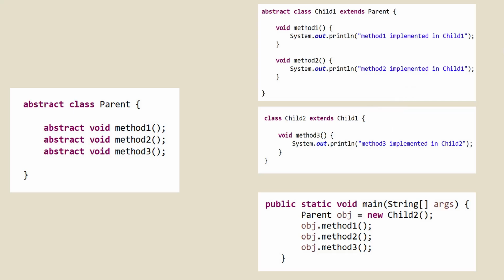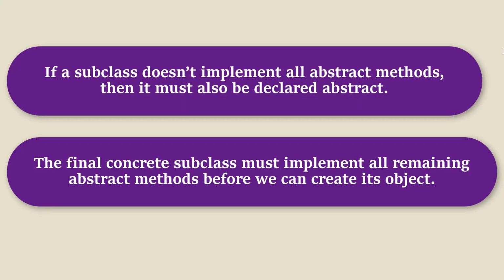In the runner class, I can directly write parent obj equals new child2. Here we are using the polymorphism concept in Java. I am creating the object of the child2 class and using the reference of the parent. Using the same object reference obj, I will be able to call method 1, method 2 and method 3 in the runner class. This is how abstract class works in Java. If a subclass doesn't implement all the abstract methods, then it must also be declared abstract. The final concrete subclass must implement all the remaining abstract methods before we can create an object of that class.